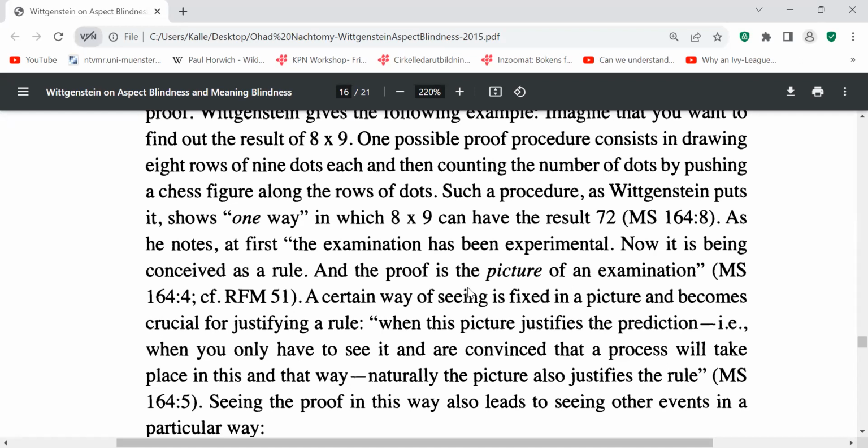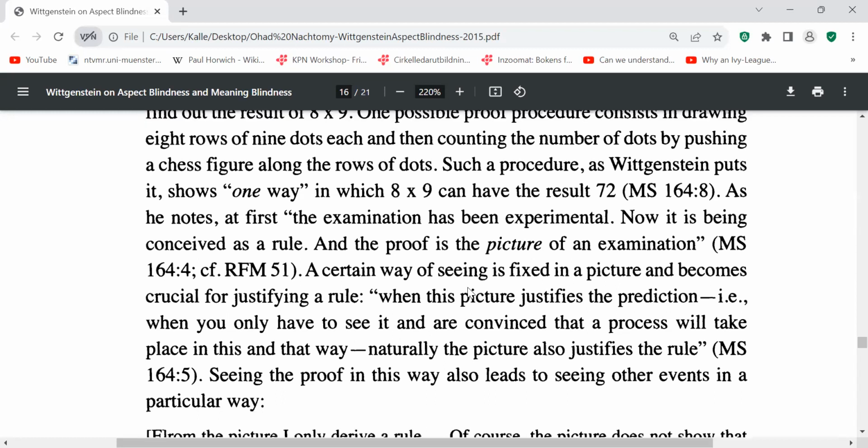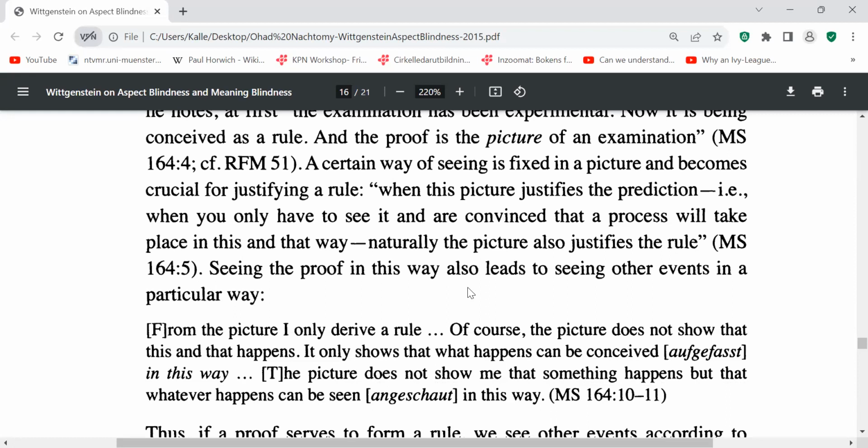As he notes, at first, the examination has been experimental. Now it is being conceived as a rule. And the proof is the picture of an examination. A certain way of seeing is fixed in a picture and becomes crucial for justifying a rule.